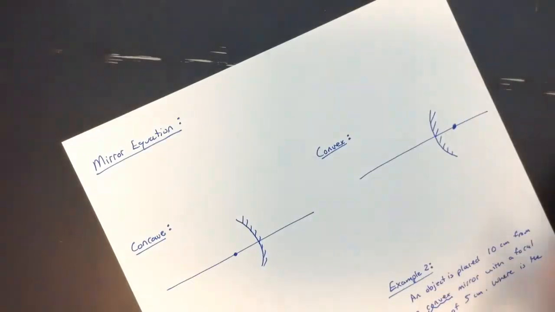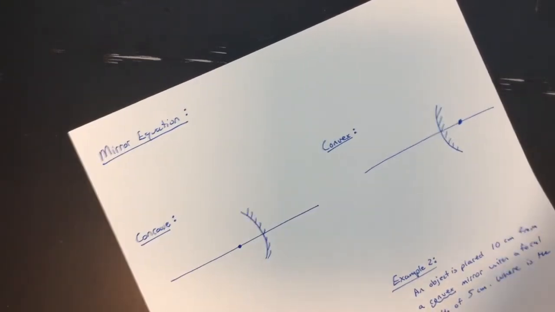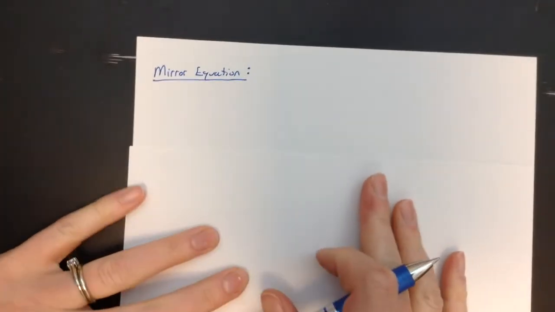And for starters, I've got this kind of blank thing that I'm going to work on filling in once I find a suitable piece of paper to cover up the other part with. There we go. Okay. Alright, so we're going to start by talking about the mirror equation.